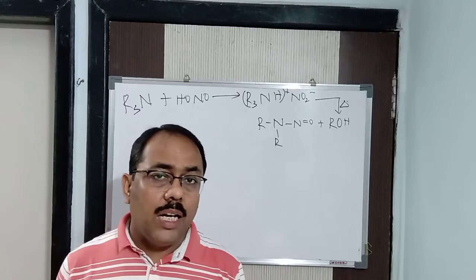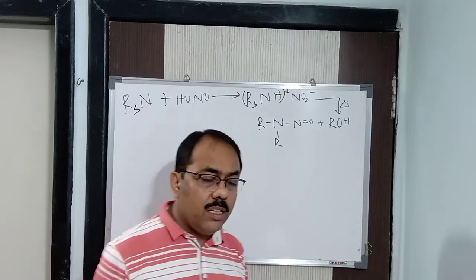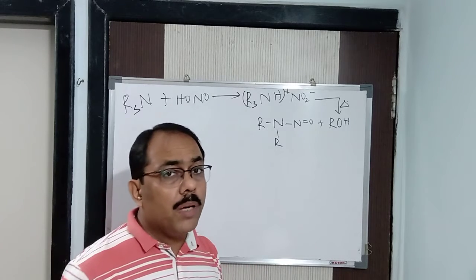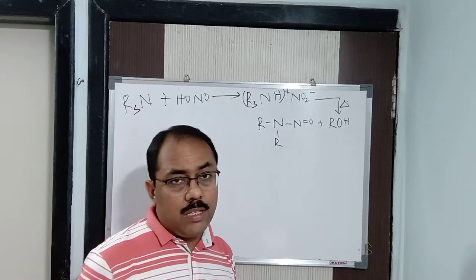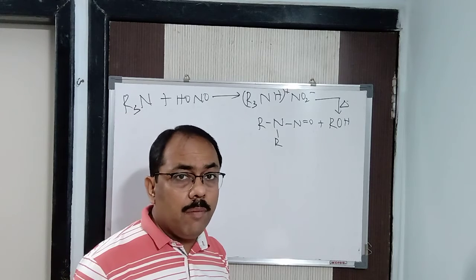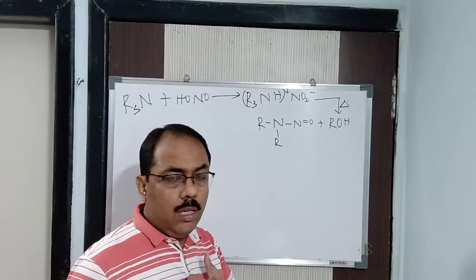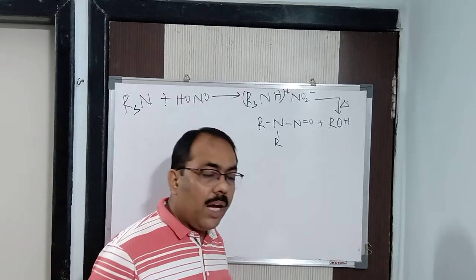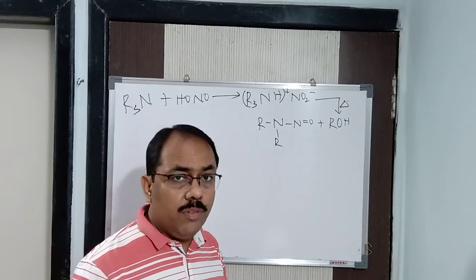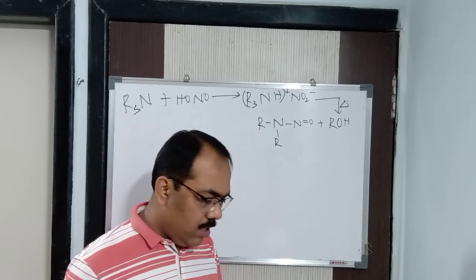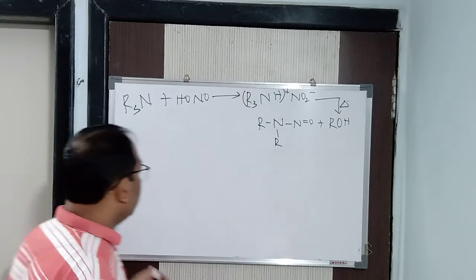Now next is your carbylamine reaction. This is another reaction which is given only by primary amines and aniline, not with secondary or tertiary amines. You will be getting this particular reaction. Clear? That is the carbylamine reaction, and isocyanide will be formed, which is a highly poisonous gas.